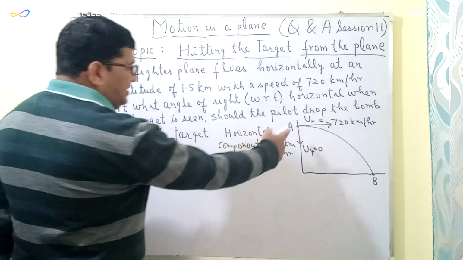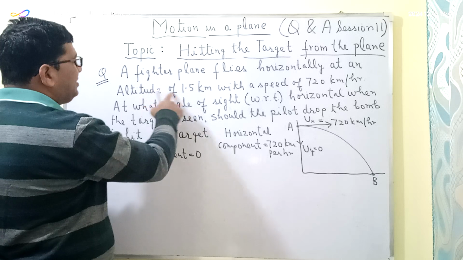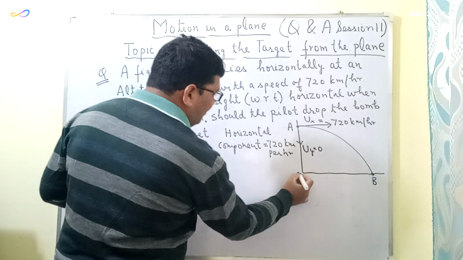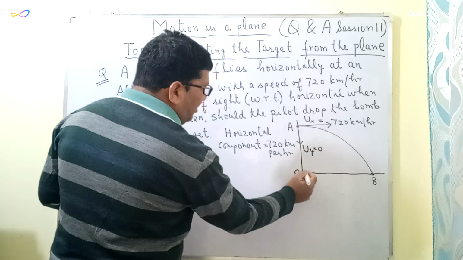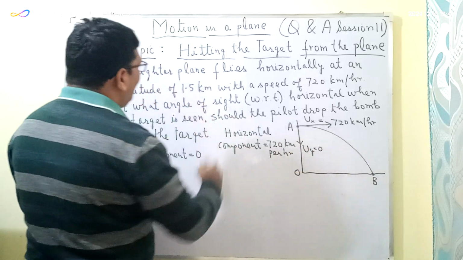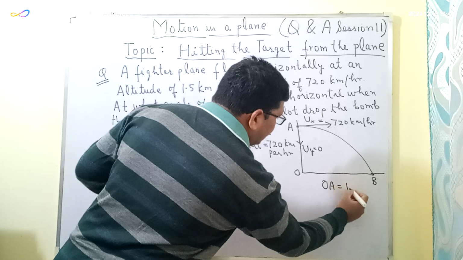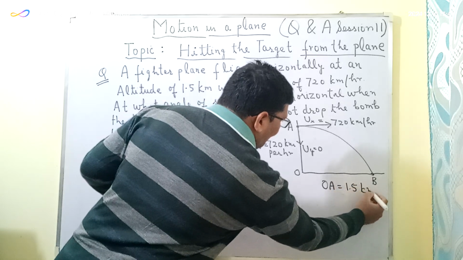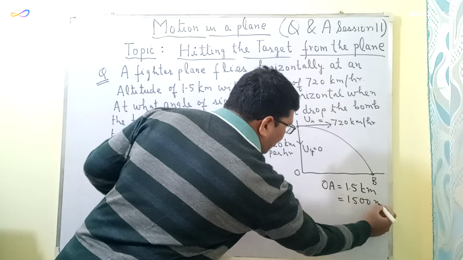Now the vertical distance here is given as 1.5 km. That is, it is flying at an altitude of 1.5 km. So if this is the ground, let us say this is the point O here, and so OA will be equal to 1.5 km. This is the altitude, or in meters this will be equal to 1500 meters.